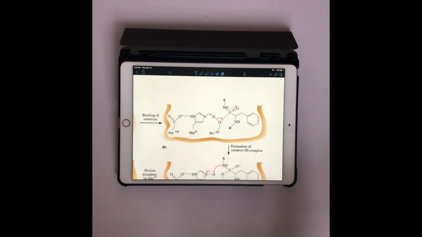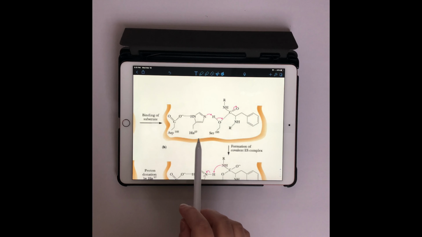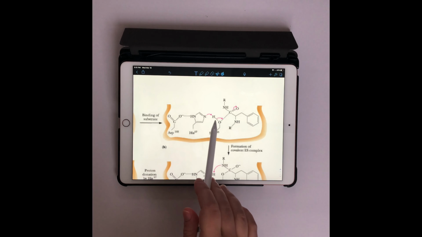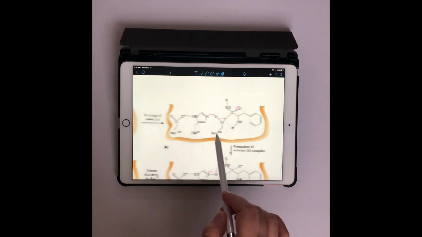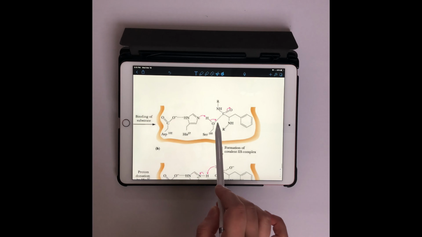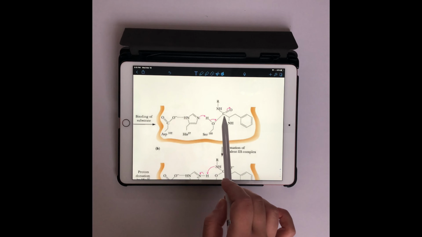So the next step in this mechanism is a general base catalysis using histidine. So histidine, this lone pair on the nitrogen, will attack this proton here on the hydroxy group of the serine, which will create a very short-lived nucleophilic oxygen that will end up attacking this carbonyl group.